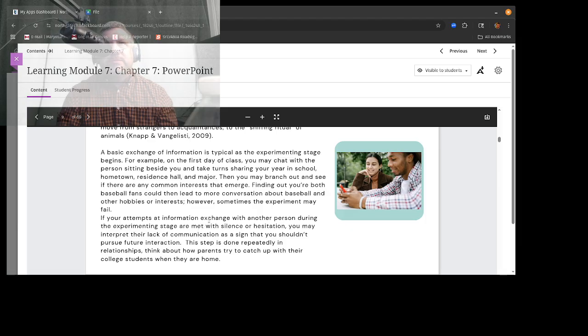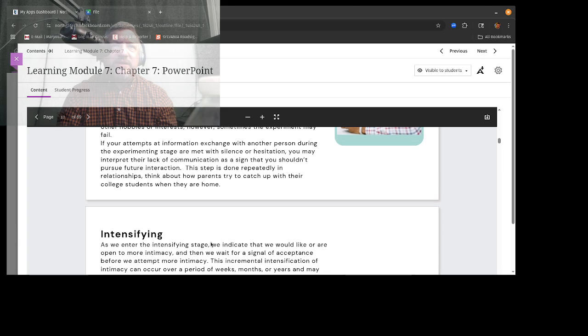Sometimes, though, in that exploration stage, we try things and they fail. They don't like baseball. They don't like the musical groups we like, right? Or sometimes they meet us with silence or hesitation. Normally we'll interpret that silence or hesitation, that lack of communication, as a sign they don't want to pursue any further interaction, and that's part of relationship checking, right? They're giving us a cue that they're not interested in talking today.